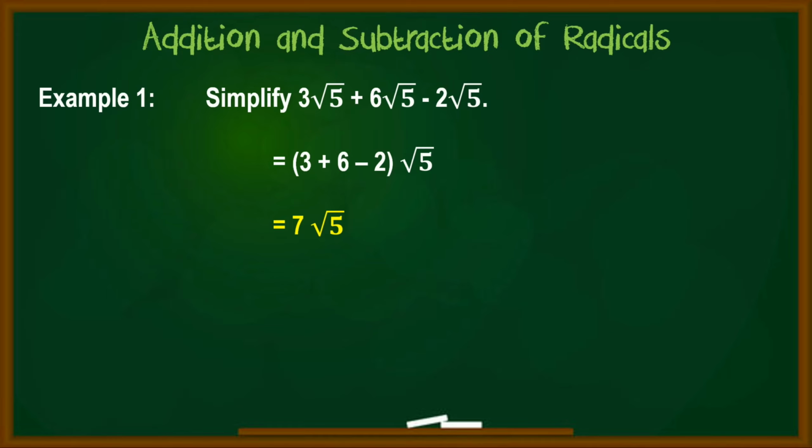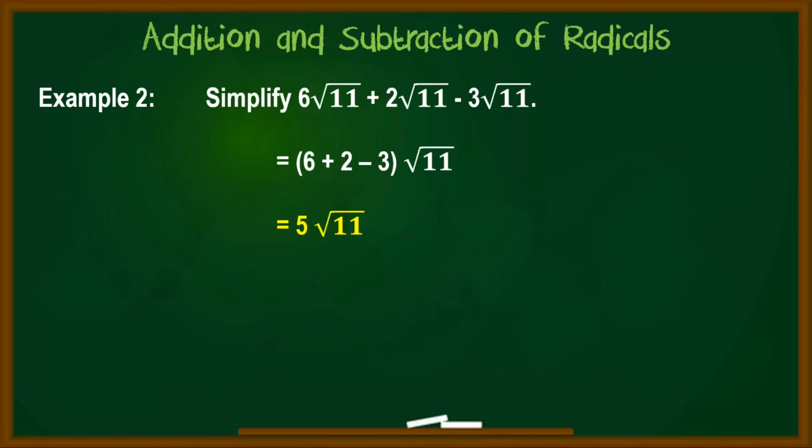Another example. Simplify 6 square root of 11 plus 2 square root of 11 minus 3 square root of 11. Taking the coefficients, we have 6 plus 2 minus 3. 6 plus 2 minus 3 is equal to 5. Then, affix the common radical, which is square root of 11. Therefore, our answer is 5 square root of 11.